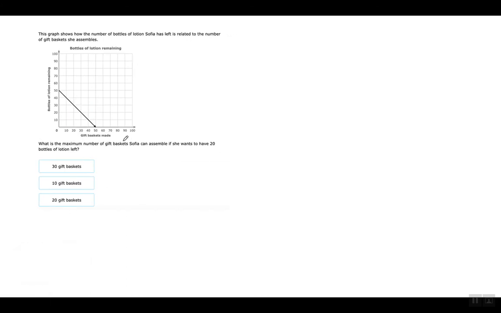What is the maximum number of gift baskets Sophia can assemble if she wants to have 20 bottles of lotion left? So I gotta look here first. In order to have 20 bottles of lotion left, she has to assemble 30 gift baskets.